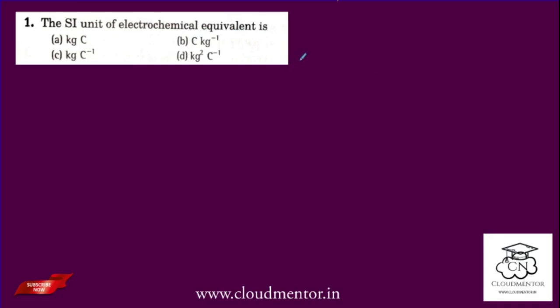Electrochemical equivalent, we know that from electrochemistry, is denoted by Z, and we have the equation M is equal to ZIT. M is equal to ZIT, where M is the mass of the substance liberated or deposited, and from this we are going to do this problem.